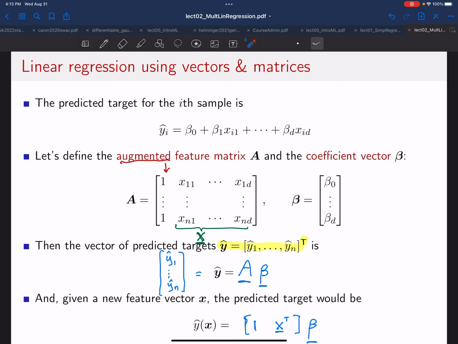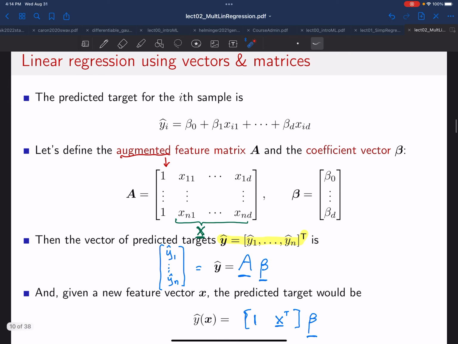And to do that, we took our feature matrix from before, but then we augmented it by adding this first column of all ones. And you can see that this works out because when you do this matrix vector multiplication, you can think of that as the first column of A times the first coefficient in beta plus the second column of A times the second coefficient in beta, and so on until you're at the end. And so that first column of A is going to multiply this beta, and that's just going to put a constant beta value in all of the different predictions here. Is that clear? Why we need that column there?